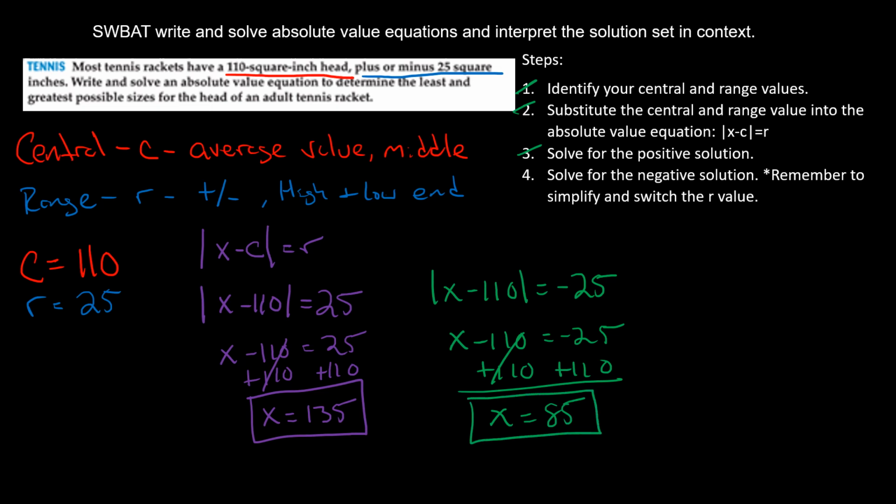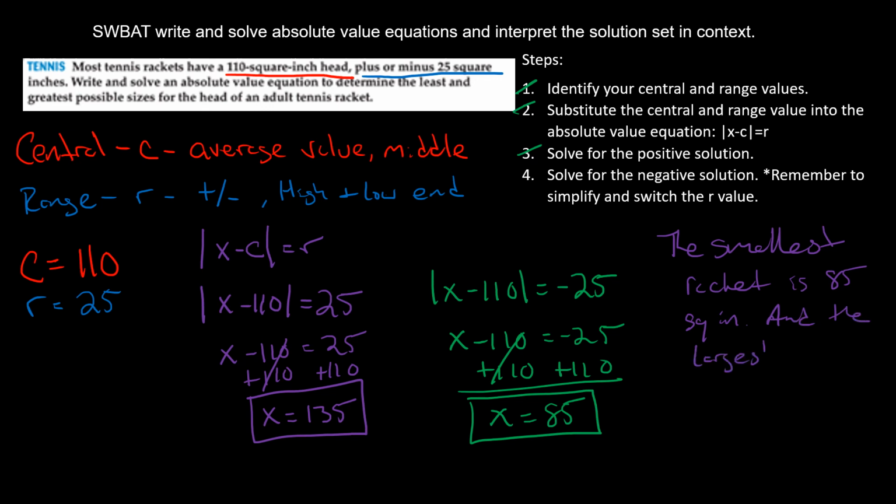And so what this means here is the smallest racket is 85 square inches, and the largest is 135 square inches. And this is the range that we're going to be getting based off the information.